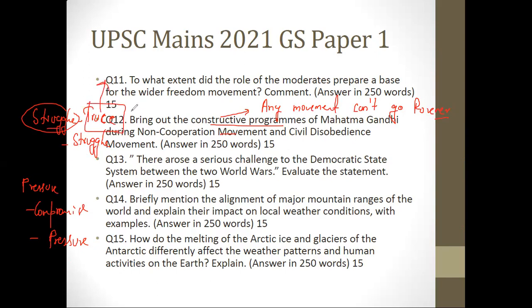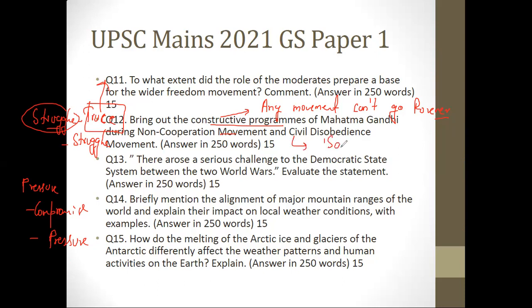So these constructive programs, they used to fill that particular void. They used to fill the void between different phases of a movement, like non-cooperation movement and civil disobedience movement. That was one of the aims of the constructive programs. They kept the morale of the Congress workers high. They promoted thus. Remember one thing.